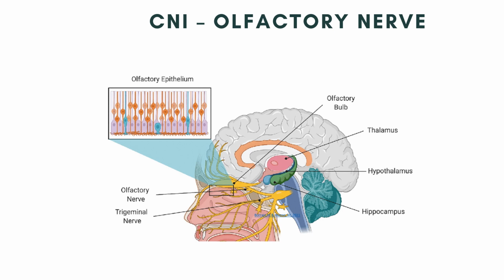This function is achieved by a network of nerve fibers which run from the olfactory epithelium to the olfactory bulb in the brain. The olfactory epithelium is a layer of cells that is located in the roof of the nose.